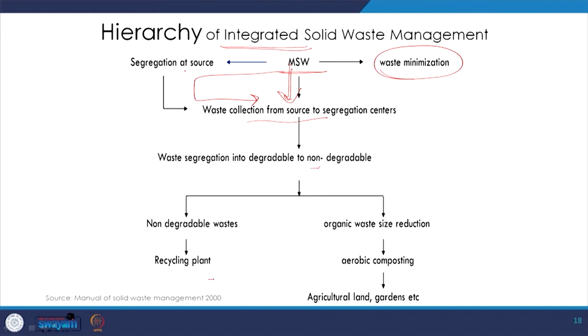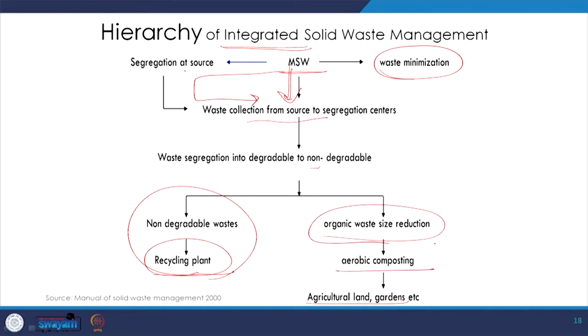Non-biodegradable waste is taken to recycling plants, and for biodegradable waste, we take it to aerobic composting or anaerobic composting, any form of composting. There are mechanical composters as well, which go for anaerobic composting, and then to our gardens and agricultural lands, etc.